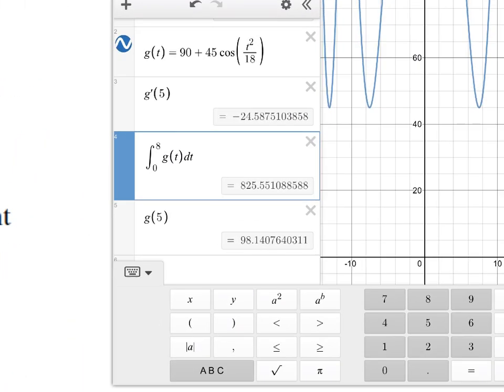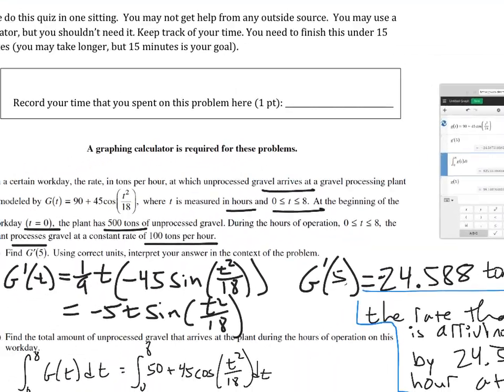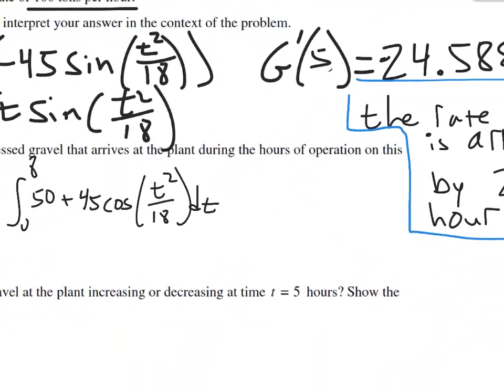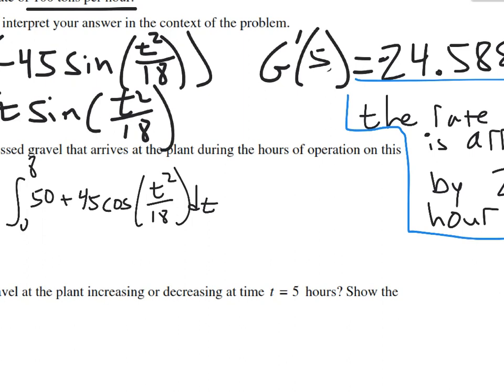Again, this is a calculator problem, so we just need the integral from 0 to 8 of G of t. Normally on these problems, they work their way up. So the first ones are a bit of a direct computation, and then it gets a little more theoretical. So we can see that the integral from 0 to 8 of G of t, again, we don't need to type because we have the function there, is 825.551, and that's tons.